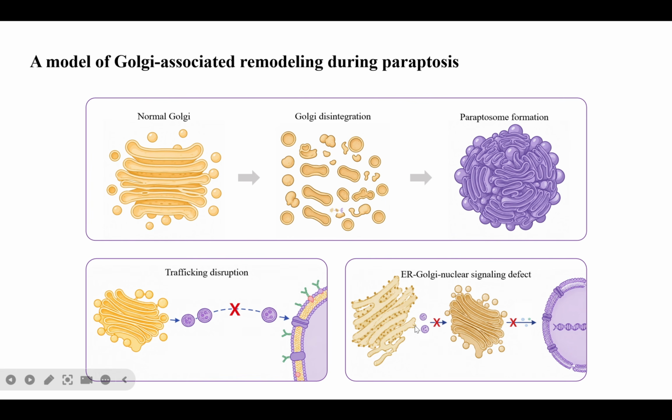In summary, we found that paraptosomes are Golgi-related structures that consistently appear during paraptosis. The Golgi changes early on, and this disrupts the cells' normal trafficking and secretion. So these findings indicate that Golgi disintegration is a new feature of paraptosis, but we still need to figure out exactly how paraptosomes form and whether they actually play a part in causing cell death.